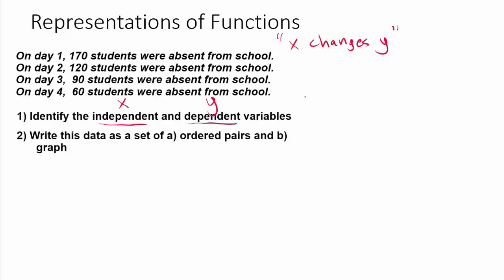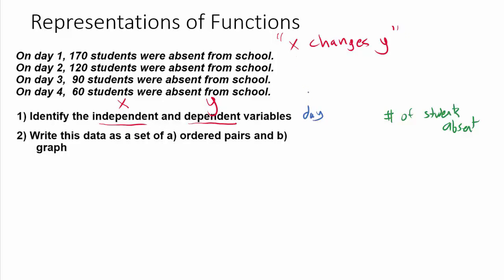To start off here, the two things that are changing, one thing would be the day. So one of our variables here is going to be the day, and the other one is going to be the number of students absent. So we have the day and the number of students absent, and we have to look at this. If we think about this like x changes y, is the day changing the number of students that are absent, or is the number of students absent changing the day? It made more sense the first way I said it. The second way didn't make a whole lot of sense.